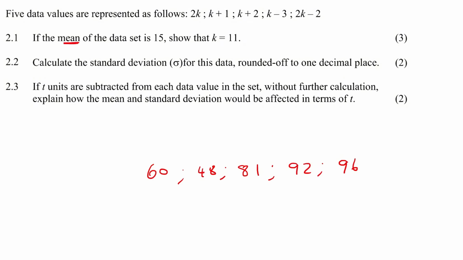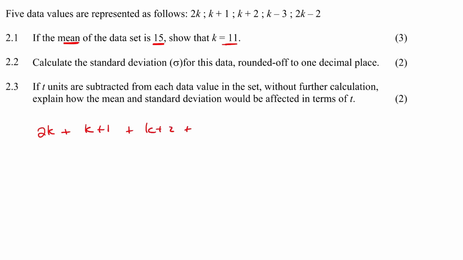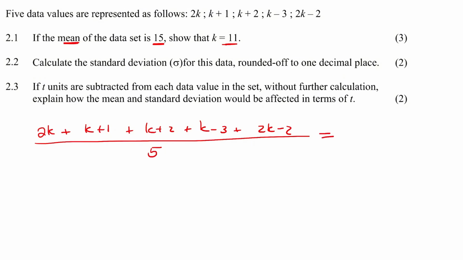If the average or the mean is 15, calculate or show that k is 11. So how do you normally calculate the average? You would add all of these numbers together and you would divide by how many numbers there are, which would be 1, 2, 3, 4, 5. There are 5 data values, they told us. So we're going to add all of those together: 2k plus 1 plus k plus 2 plus k minus 3 plus 2k minus 2. We're then going to divide all of that by 5, and we know what the answer is. They told us that the average is 15, so we can make that equal to 15.